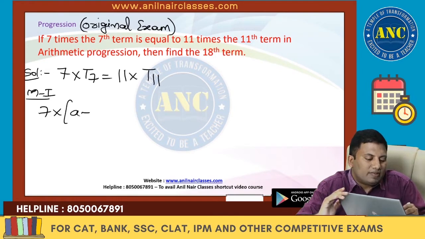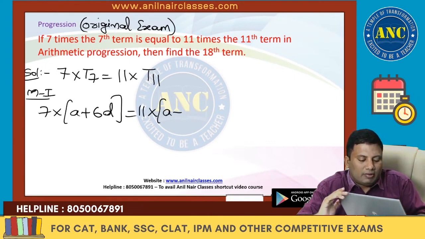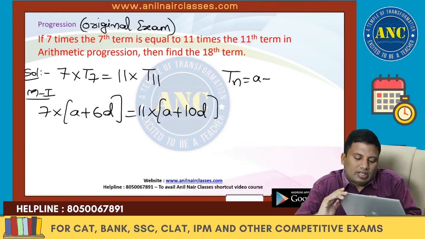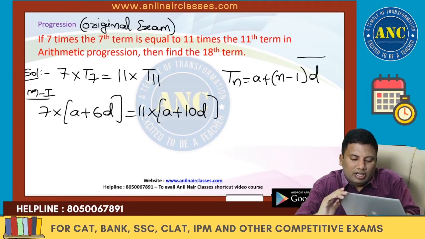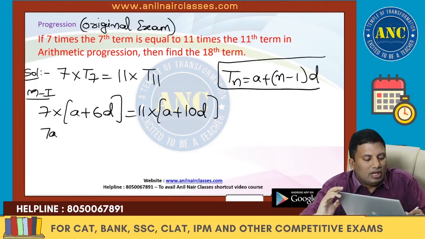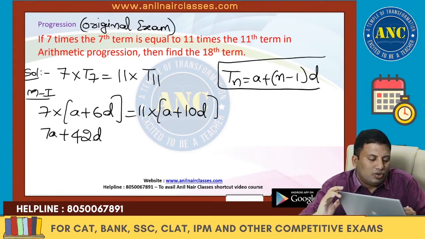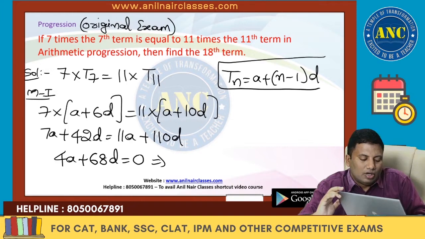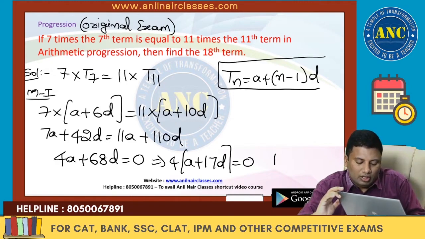7 times the 7th term is 7 into a plus 6d. 11 times the 11th term is 11 into a plus 10d. Why? Because Tn is nothing but a plus n minus 1 into d. So, 7a plus 42d is equal to 11a plus 110d, which gives 4a plus 68d is equal to 0. So, 4 into a plus 17d is equal to 0.